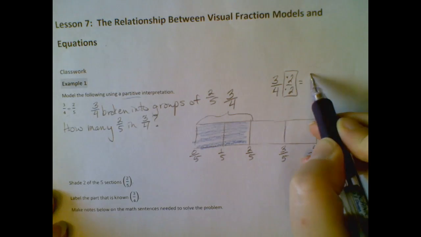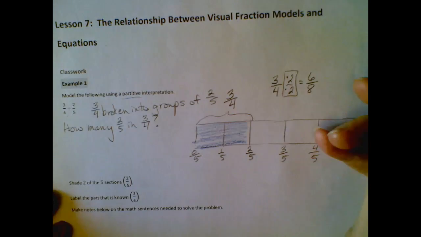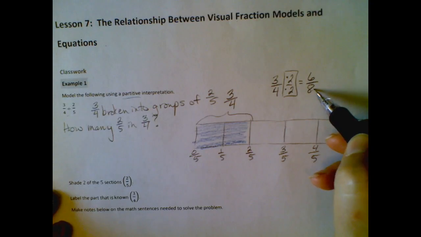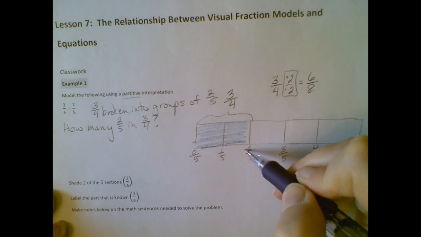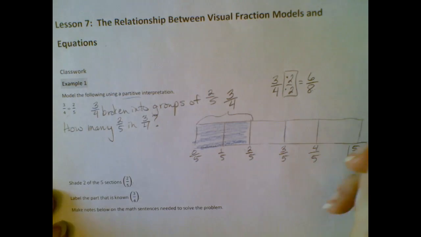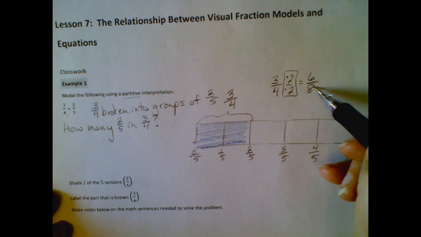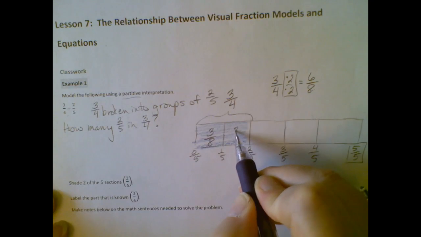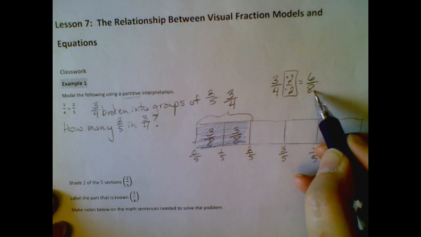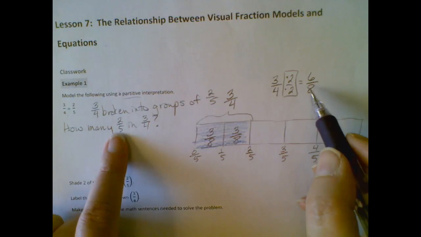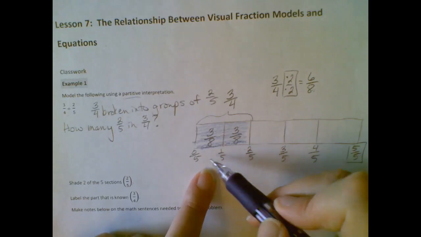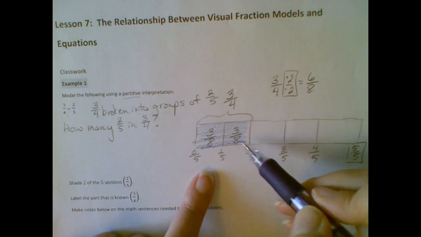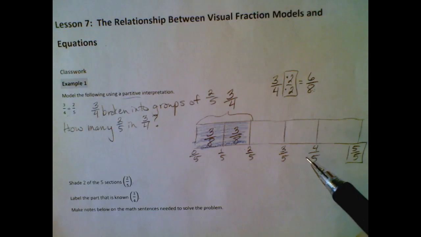I will have 3 times 2 is 6. 4 times 2 is 8. When I have 6/8, I can now break that up evenly and easier. So 6/8, I'm going to take my 6/8 and divide it by 2. So therefore, that would be 3/8. So 3/8 here, 3/8 here. Yep, that equals 6/8. So how many 2/5 in 3/4? I've got 2 sections of it and they all equal 3/8.